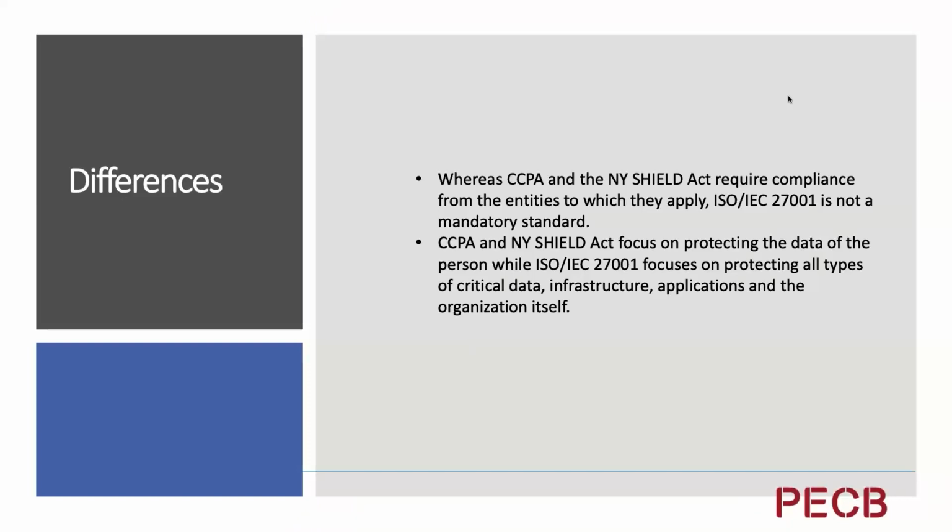So at the end of the day, when we get to the differences section, obviously ISO/IEC 27001 is the best. Not biased at all. CCPA and the New York SHIELD Act require compliance from the entities to which they apply, whereas ISO isn't mandatory unless you're in an industry where it's made mandatory. So it's more of an international standard you can comply with to meet the measure of the security bar and implement a security program for your organization. CCPA and the SHIELD Act focus on protecting the data and the person, while ISO is more general in its application.